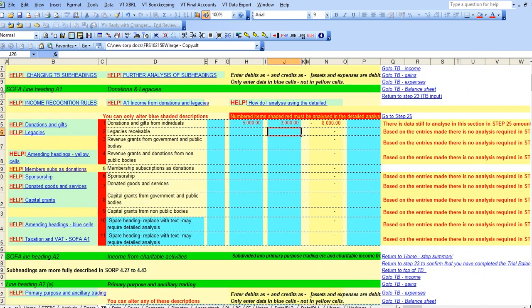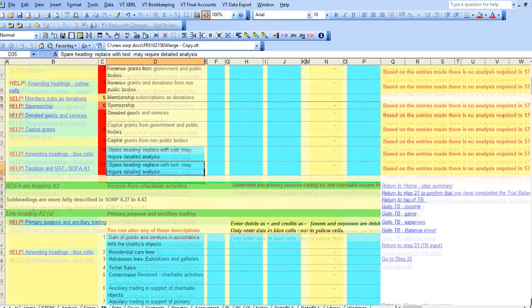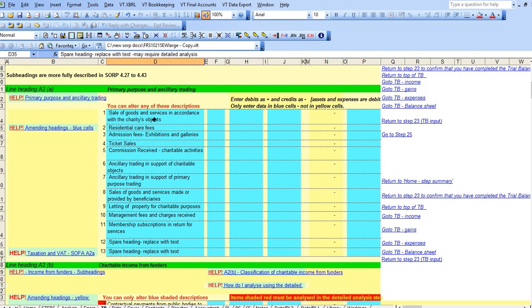Many of the headings are fixed, can't change them. But some of them are capable of being tailored to the particular circumstances of your charity. In this heading, donations and legacies, there isn't a great deal of flexibility. In other areas, there is quite a deal of flexibility. In this area, primary purpose trading, there can be a vast number of descriptions of the activities undertaken by a charity. All this can be varied to your heart's content. Again, there is guidance in the support files as to what relates to these particular elements of the trial balance.